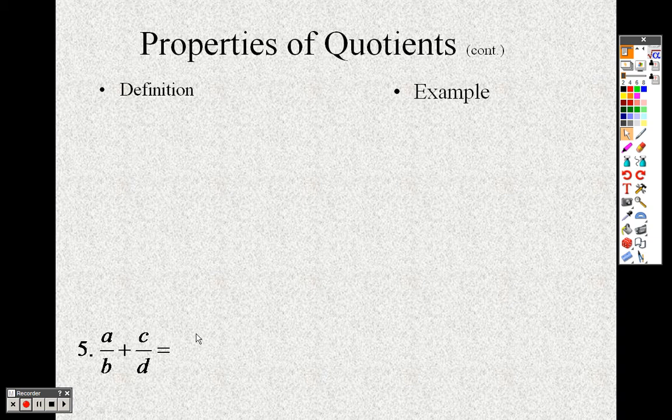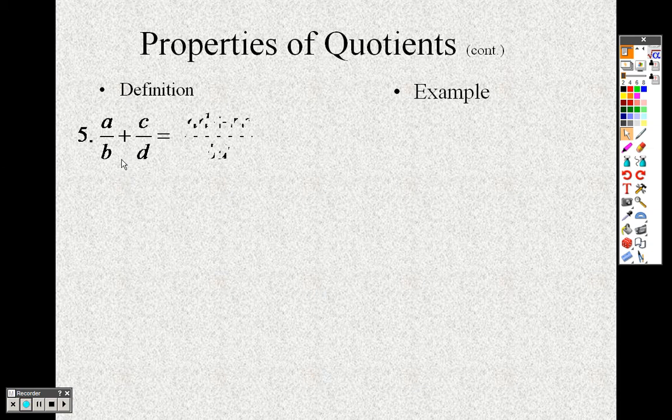Alright, so in the fifth one, a over b plus c over d. This is basically saying that the bases aren't the same, and if the bases aren't the same, you're going to need to find a common denominator. So the common denominator would be, you multiply this side by d and this side by b, which is what we did. Notice how a has a d beside it and c has a b beside it.